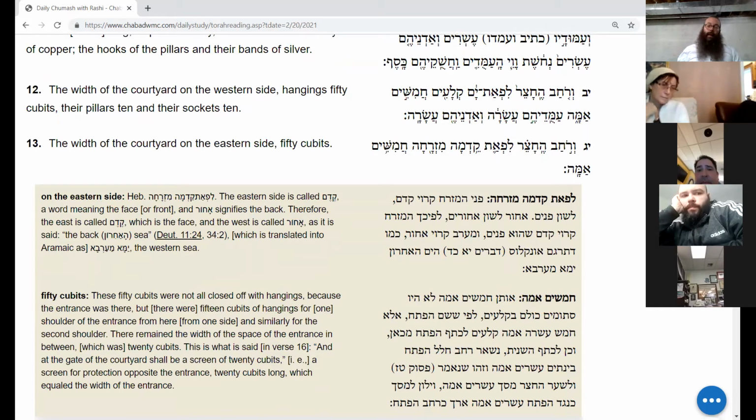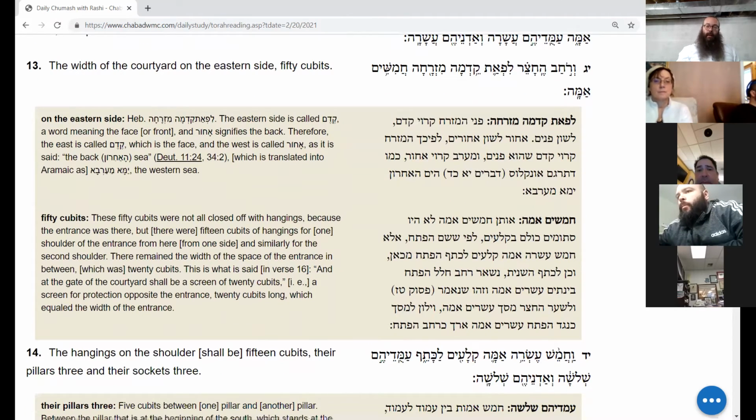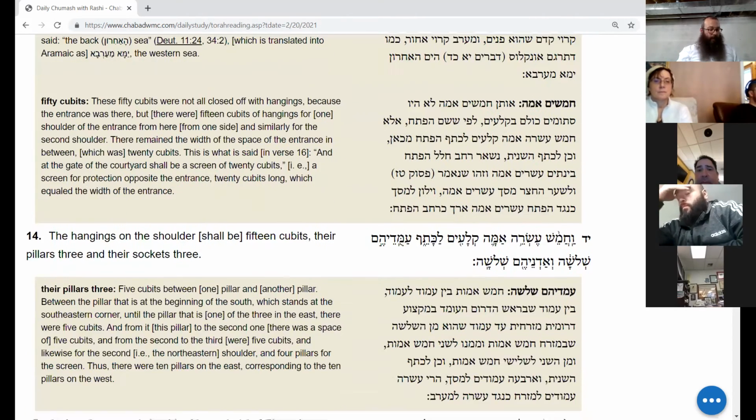But what about the width? On the eastern side and the western side, the hanging was only 50 amas. This time it was half the length, so it only needed 10 pillars. It was half the side of the 100. The 100 had 20, this is 10. And the sockets that held them were 10 sockets that went under the 10 beams. So the width of the courtyard was 50 amas. Length was 100 amas, and the width is 50 amas.